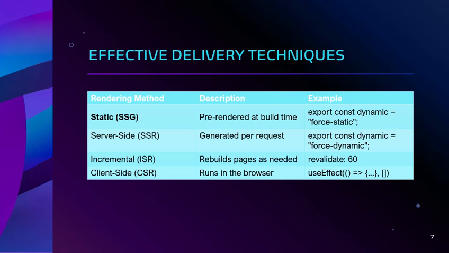Server-side rendering means generated per request. Export const dynamic equals force-dynamic route means when you change anything, it will redirect your application to that page, to that functionality. Incremental static regeneration (ISR) means it rebuilds pages as needed. If you want to revalidate something every 60 seconds, that is the process of incremental static regeneration.